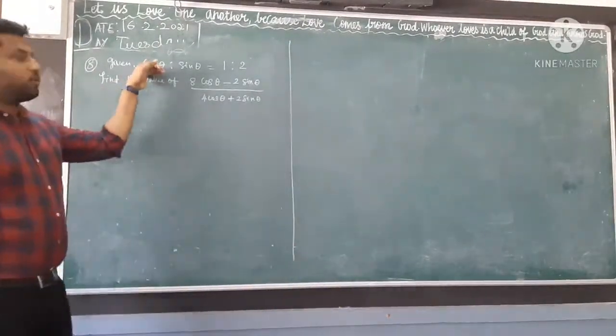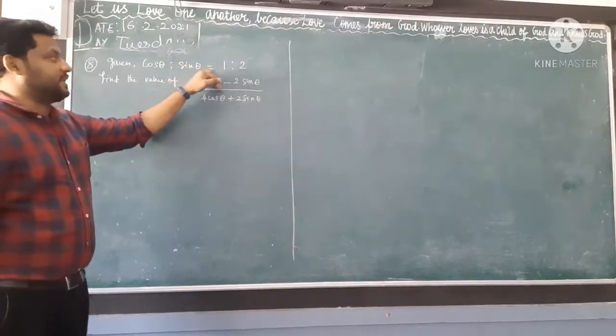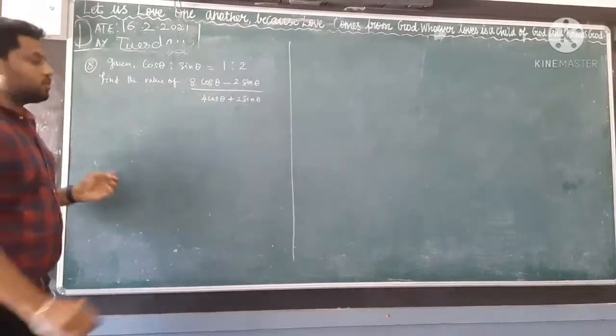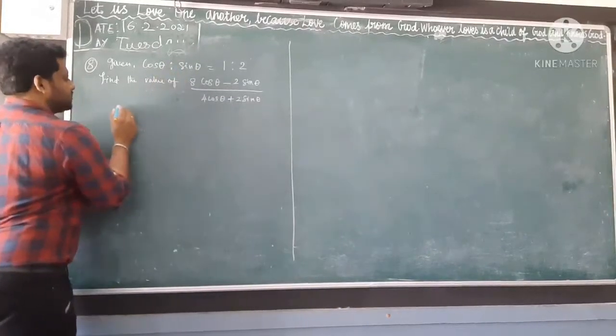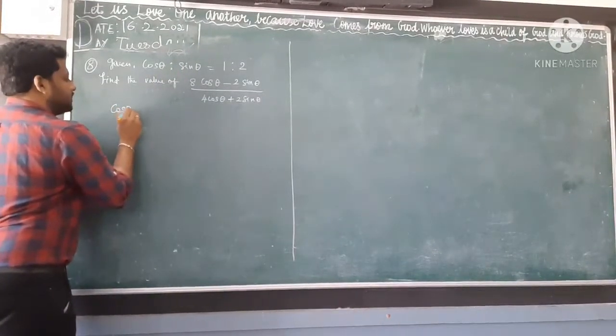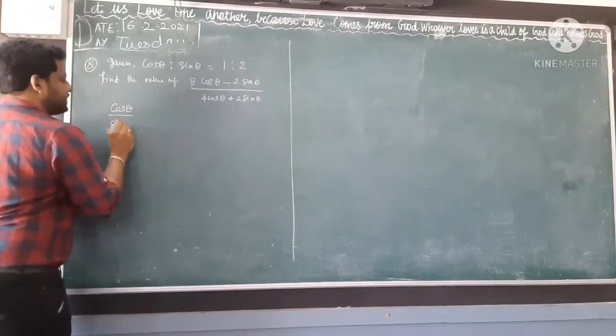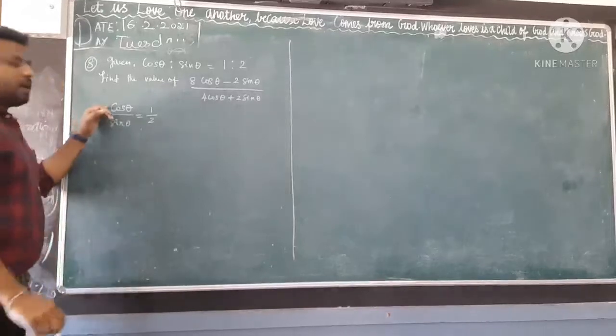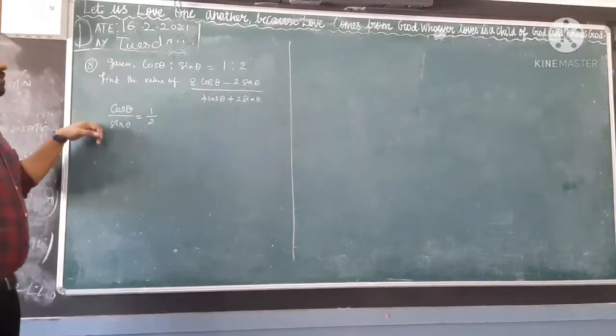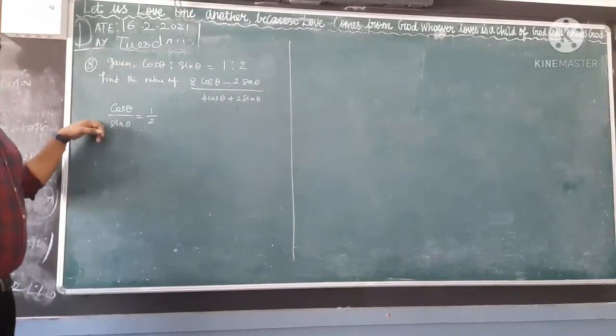Given the ratio cos theta divided by sin theta is equal to 1 is to 2. We can write the ratio as a fraction. So cos theta divided by sin theta is equal to 1 divided by 2. What is the value of cos theta divided by sin theta?